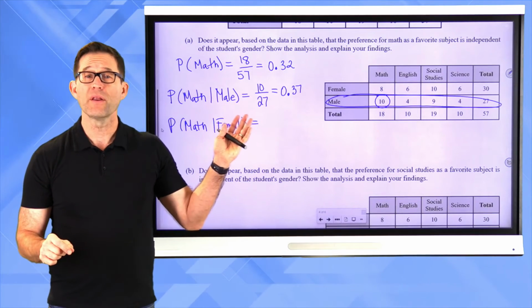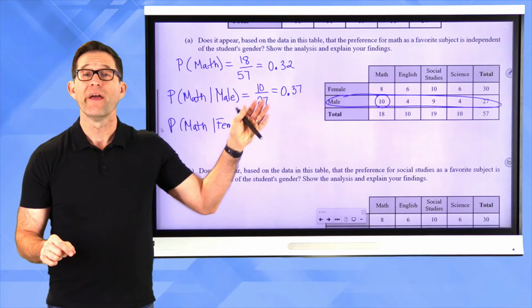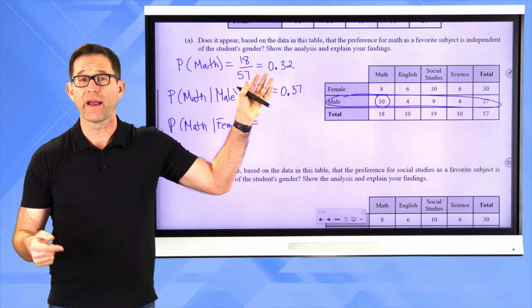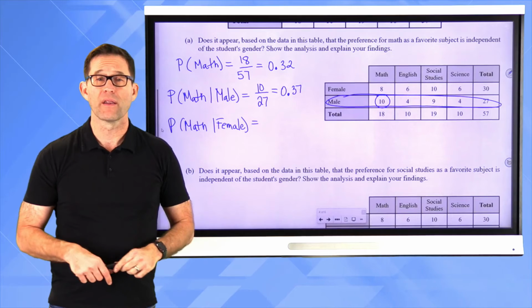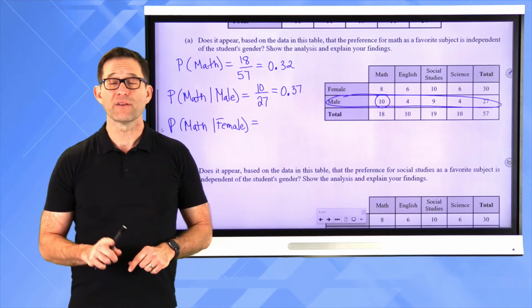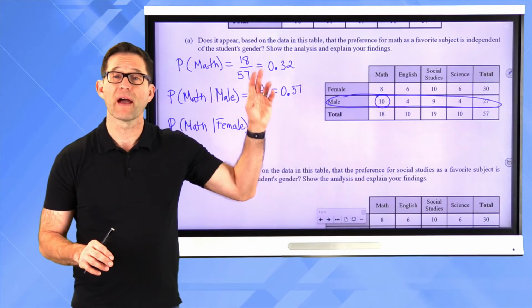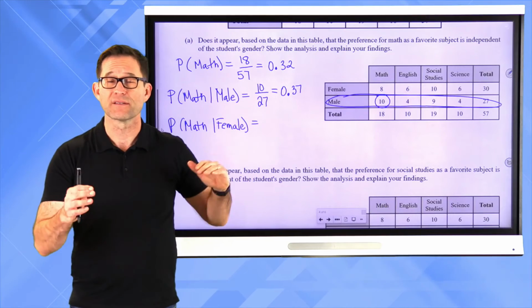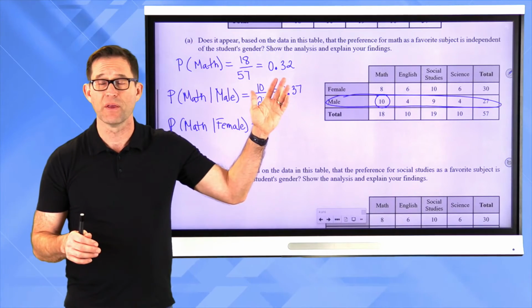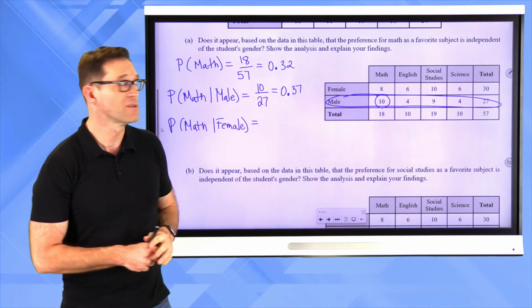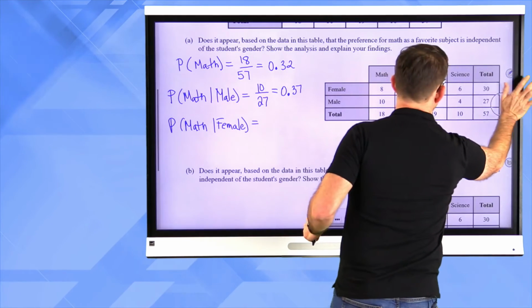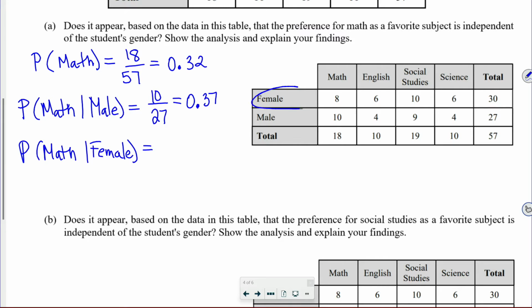Now, side note, right away, this is enough to say that there is not independence, okay? Because the probability that you're going to like math if you're a male is different, in fact higher than the probability that you're going to like math overall. Side note, that should mean that the females are going to be actually lower than that because it's going to somehow balance out to be 0.32. But let's also do that particular calculation.